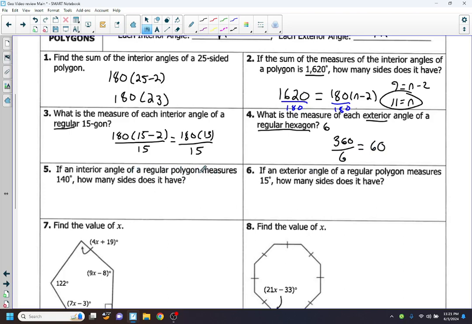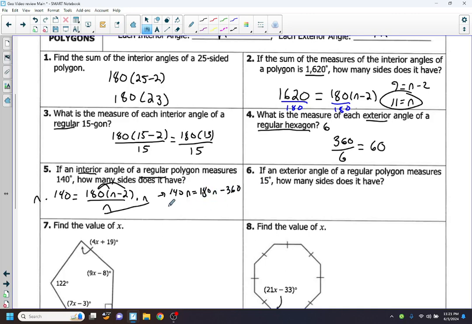If an interior angle of a regular polygon measures 140, how many sides does it have? Since I know each interior angle of a regular polygon is 140, I can set it up as 140 equals 180 times n minus 2 over n. The best move here is to multiply n on both sides to get rid of the n on the bottom and distribute the 180. So I end up getting 140n equals 180n minus 360.